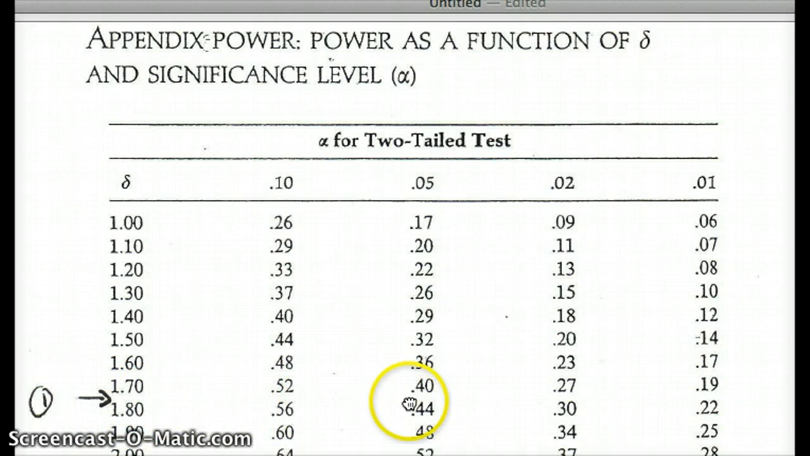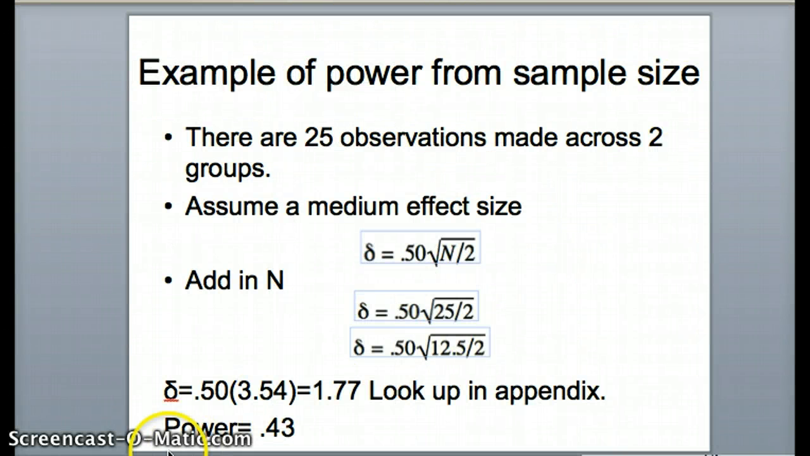So we see that power for 1.70 is 0.40, and power for 1.80 is 0.44. 1.77 is a little bit closer to 1.80, so let's call it 0.43. So basically our power for this experiment is 0.43.